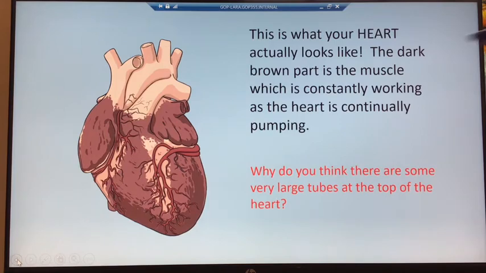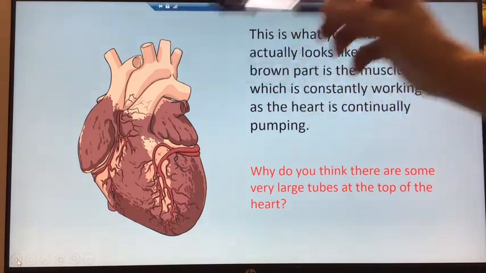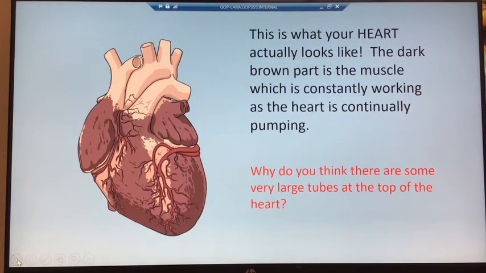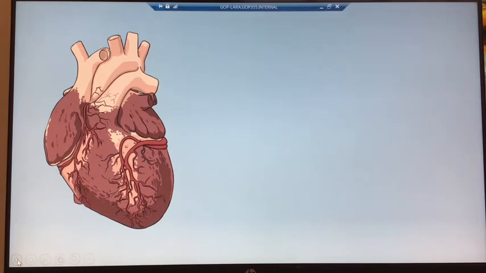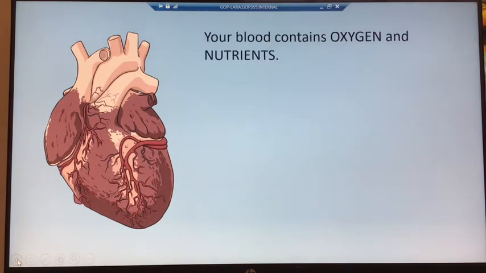Have a look, we've got some very big tubes at the top. Why do you think there are very large tubes at the top of the heart? Stop the video and note down any ideas you have. So back to this picture of what our heart actually looks like. So why have we got this heart at the centre?